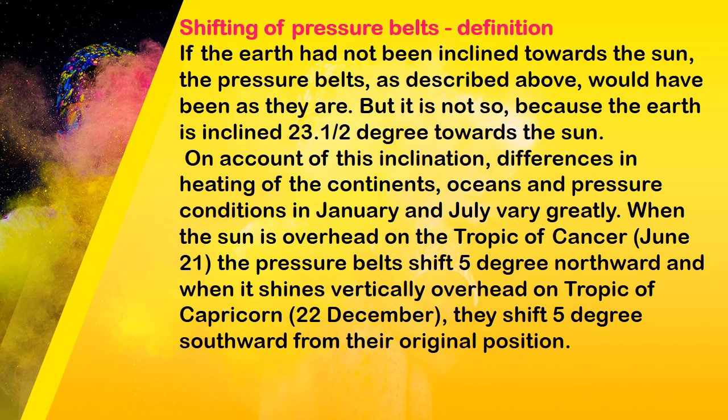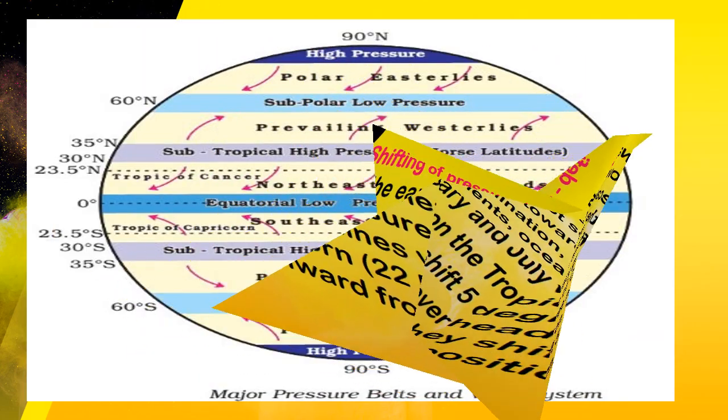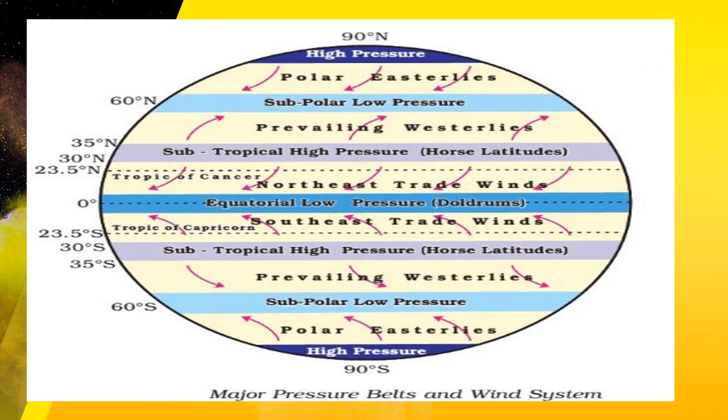So, the pressure belts shift 5 degree northward, and when the sun shines vertically overhead on Tropic of Capricorn on 22 December, they shift 5 degrees southward from their original position. This shifting of pressure belts occurs each year. In India we are able to feel various seasons because of this apparent shifting of pressure belts. This is the figure which shows us how these major pressure belts and wind systems are located on the globe of the earth.